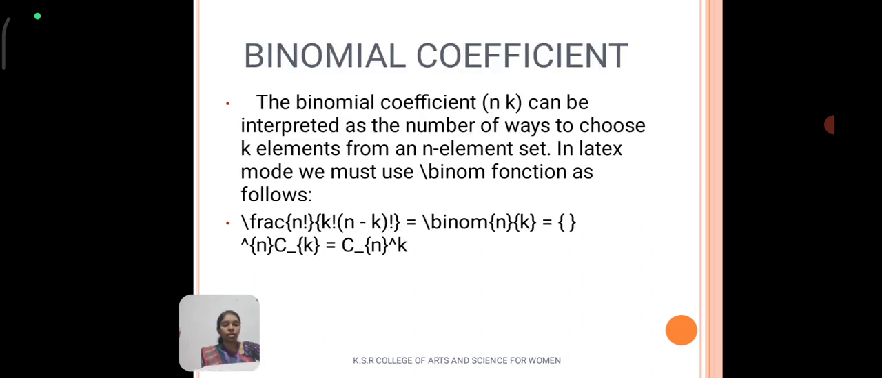And the next topic is binomial coefficient. The math symbol for the binomial coefficient is defined using an array environment. The command @{} in the column format of the array suppresses the space that would normally appear before and after the first column. For example, \frac{n!}{k!(n-k)!}. This produces the fraction of n factorial divided by k factorial times n minus k factorial.